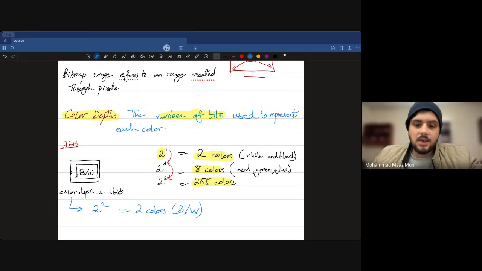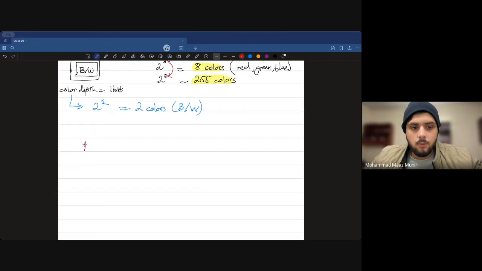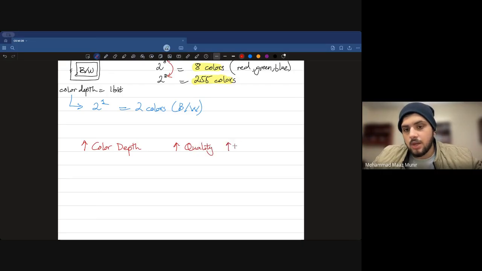So the important point to note is that when you increase the color depth, it allows you to have a better quality. Your quality also improves. Why? Because more colors can be represented. So more colors, definitely, where you have to make a whole image from colors, like let's say thousands of color pencils.